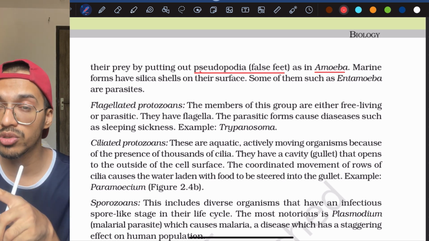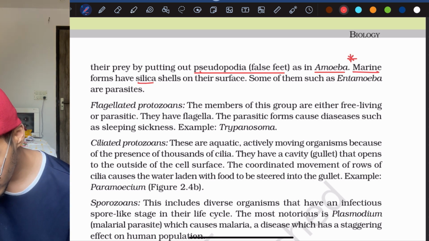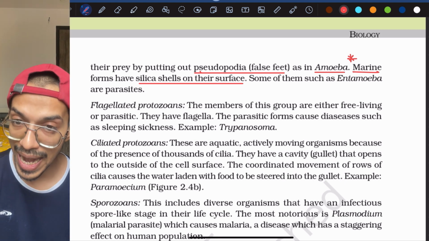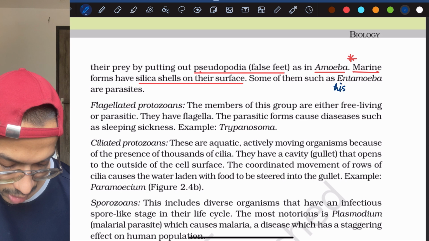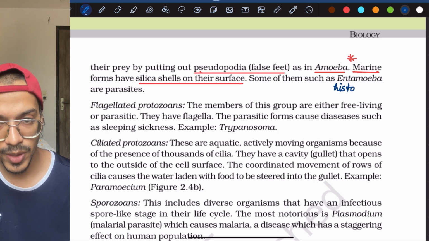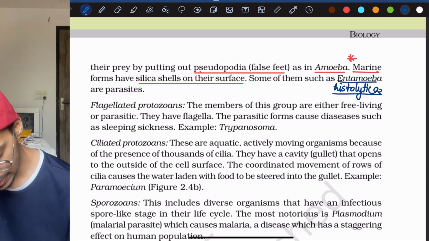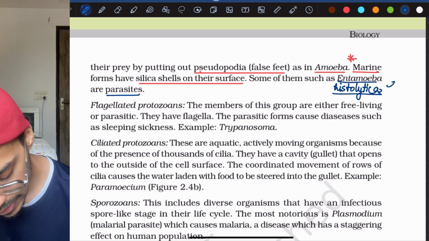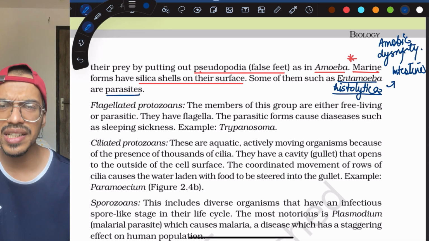Then marine forms have shells with projections on the surface, and one example is Entamoeba. Entamoeba histolytica is the example you are going to study in your 12th class. It is a parasite present in the human intestine, and it causes amoebic dysentery. Dysentery means diarrhea.